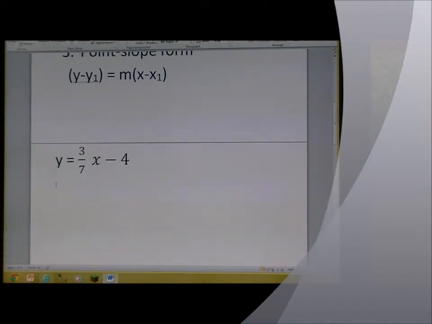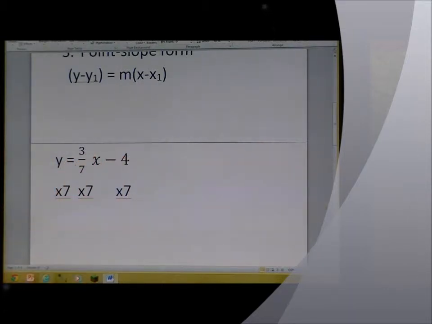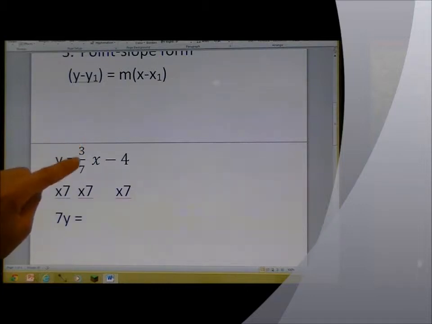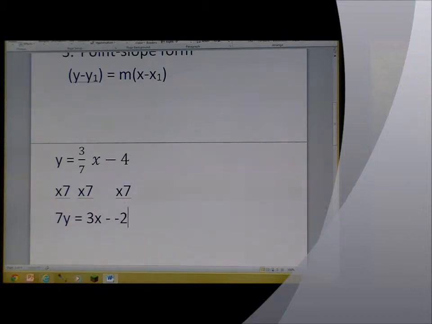So I'm going to write a little note that I multiplied 7 times each of these things. You have to do the same thing to both sides, and then it's just using the distributive property. We do the same thing to this term and this term. So we end up with 7y equals, and now the 7 cancels out with the 7, or you can think of it as 21/7, which reduces back to 3. So I'm just going to write 3x. And then we multiply the 7 times the 4, which gives us negative 28.